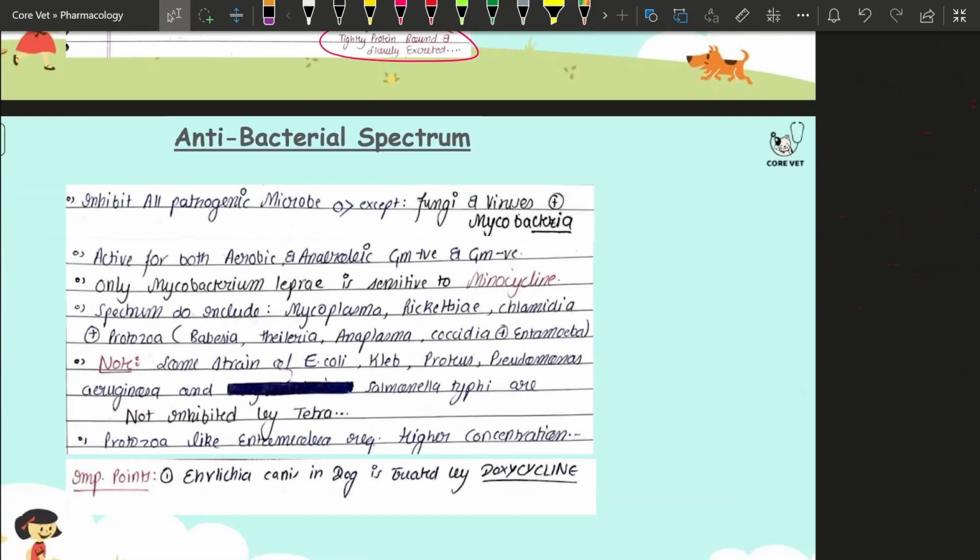Moving towards the antibacterial spectrum, I had told you that it is a broad spectrum drug, so it acts against both gram negative and gram positive, along with anaerobes and aerobes. But its action isn't against fungi, viruses and mycobacteria, right? That's the point you have to remember, that fungi, viruses and mycobacteria aren't going to be affected by the tetracyclines. Aerobic, anaerobic, gram positive and gram negative are going to be affected by the tetracycline, and only Mycobacterium leprae is sensitive to minocycline, remember this.